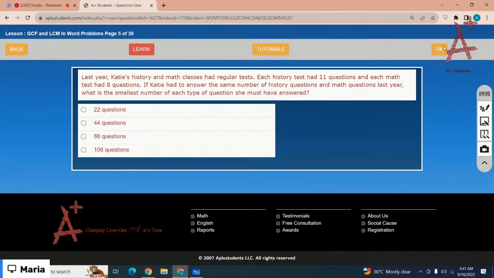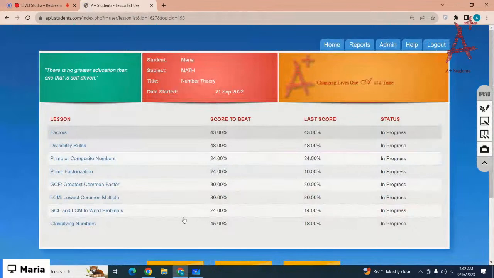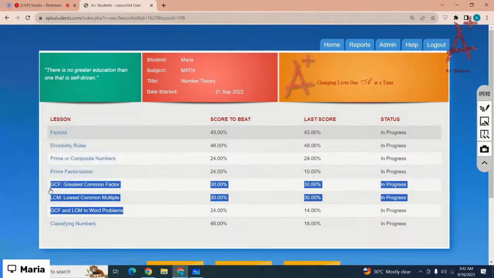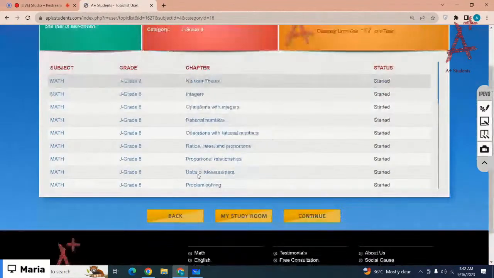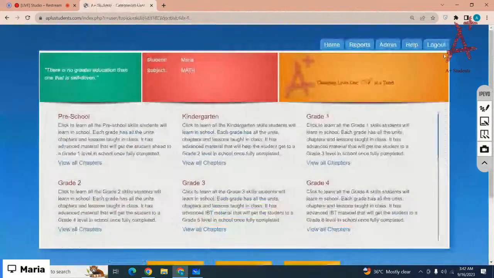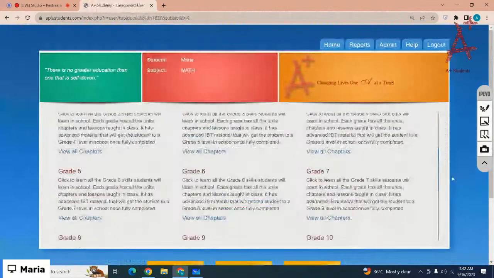Okay. So you can complete the rest of the questions by yourself later today. We're working on grade 8 math. The chapter we're working on is number theory. And the lessons we have covered today are GCF, greatest common factor, LCM, lowest or least common multiple, and GCF and LCM in word problems, right? So please make sure that before the next session you complete all the practice questions for the lessons we did today. That's your homework, right?